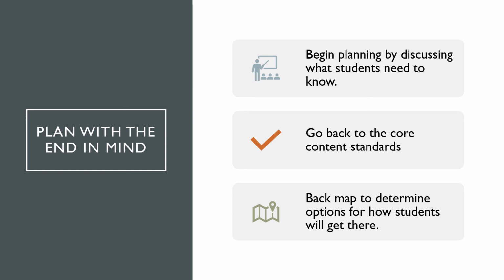So we're going to begin planning by discussing what do students need to know. We're going to go back to those core content standards to remember what the essential skills are. And then we're going to back map and determine all the various ways that students can get there.